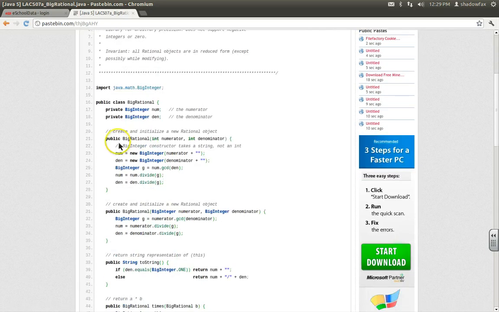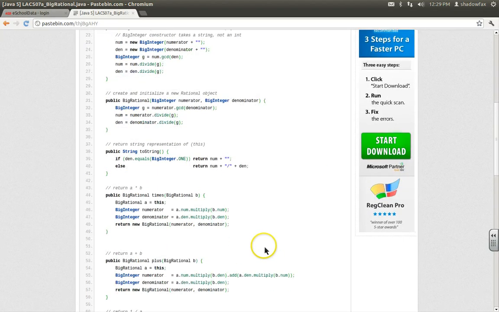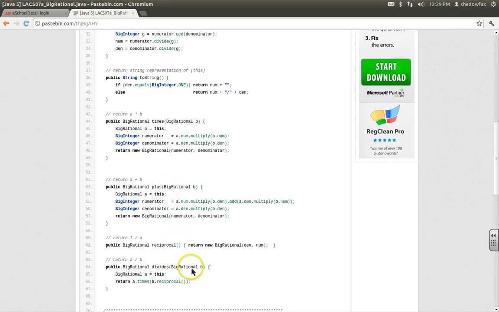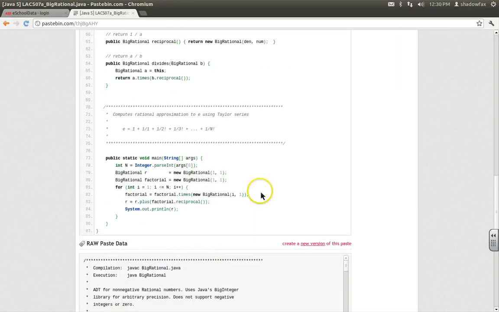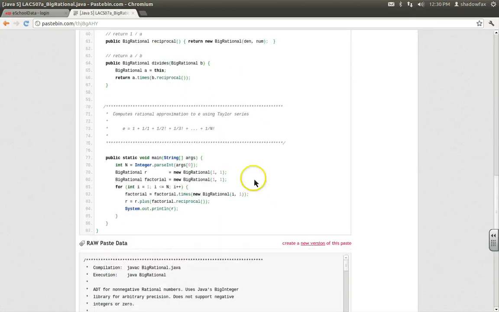And so it does all the same stuff. It constructs a big rational number. You can toString it. You can multiply them. You can add them. You can get reciprocals and divide them. Let's see what the tester does. The tester is trying to approximate e, if I recall. Yeah, we did factorial. Apparently we have a factorial method in here somewhere.